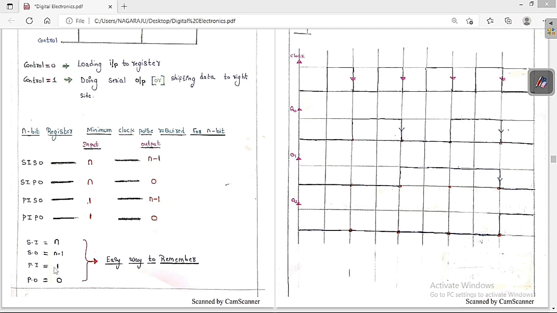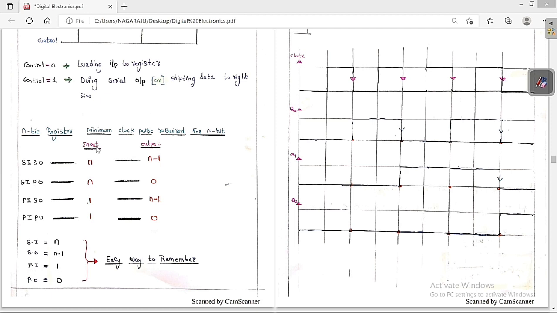Whereas parallel output means only one clock pulse is required. Whereas parallel output means 0, because we directly get the output, so there is no need of a clock pulse. So this is the easy way to remember. For serial input, just keep n. Serial output means n minus 1, parallel input means 1, parallel output means 0.